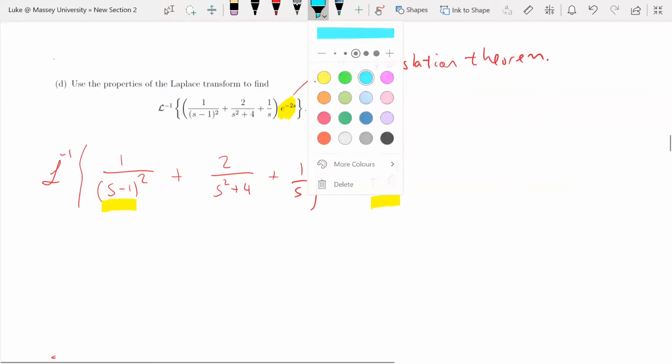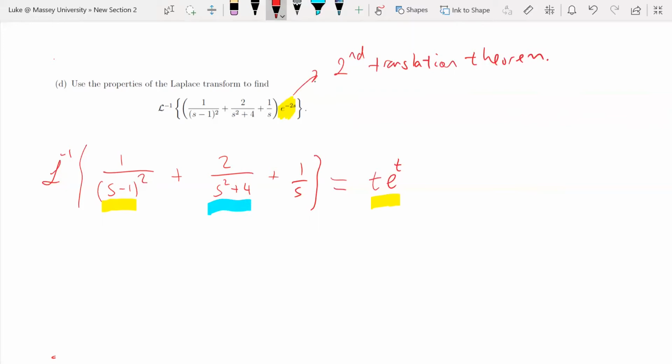The second term here, well, I can already see that this is a sine with k equals 2. So this is going to be sine of 2t. Hang on, sine of 2t. Let's write that again. Remember, the Laplace transform of sine of k times t is k over s squared plus k squared. So if k equals 2, I get 2 over s squared plus 4.